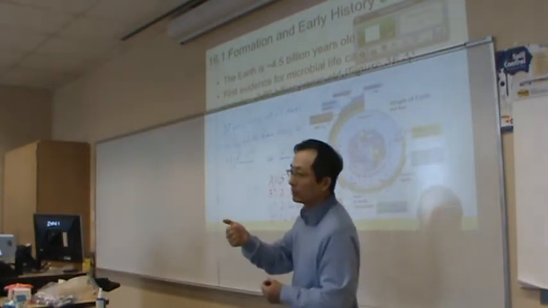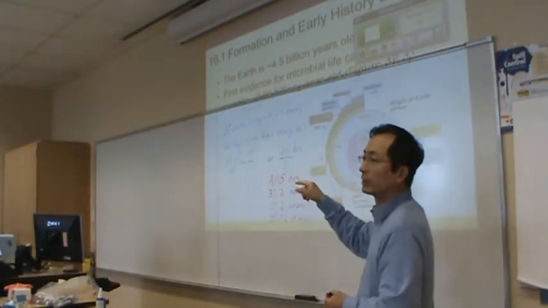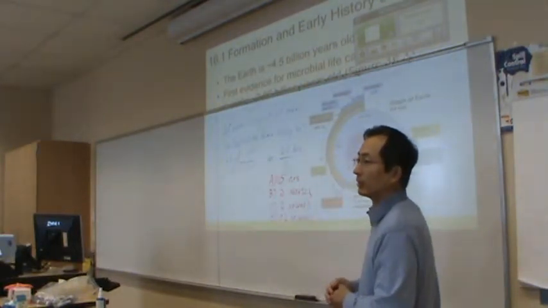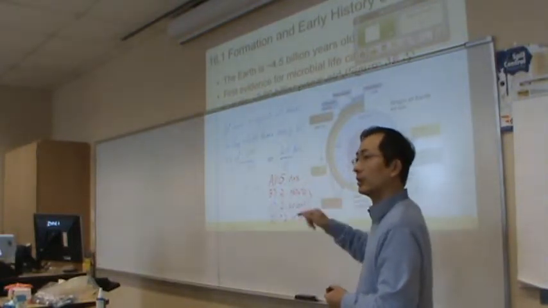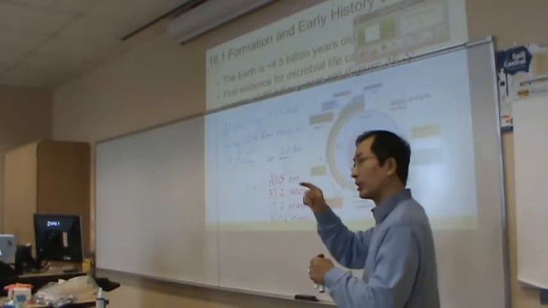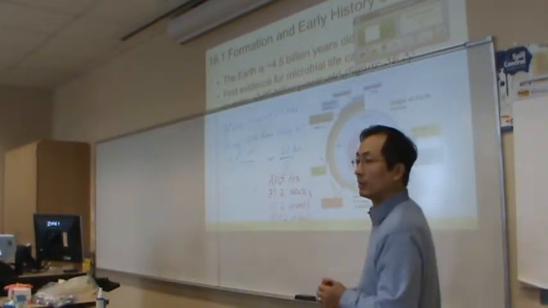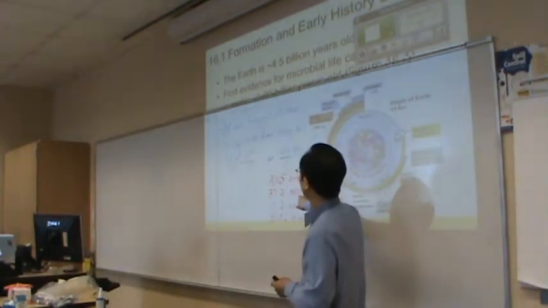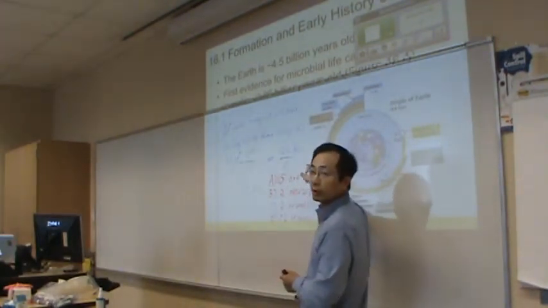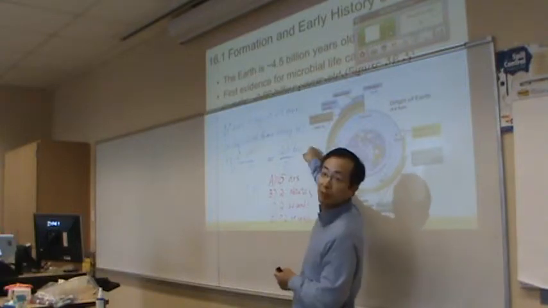Right, so 1 hour is 60 minutes. Each minute is 60 seconds, right? So 1 hour should be 60 times 60, 3600 seconds. So if you change an hour to minutes, you times 60. Change an hour to seconds, you times another 60.